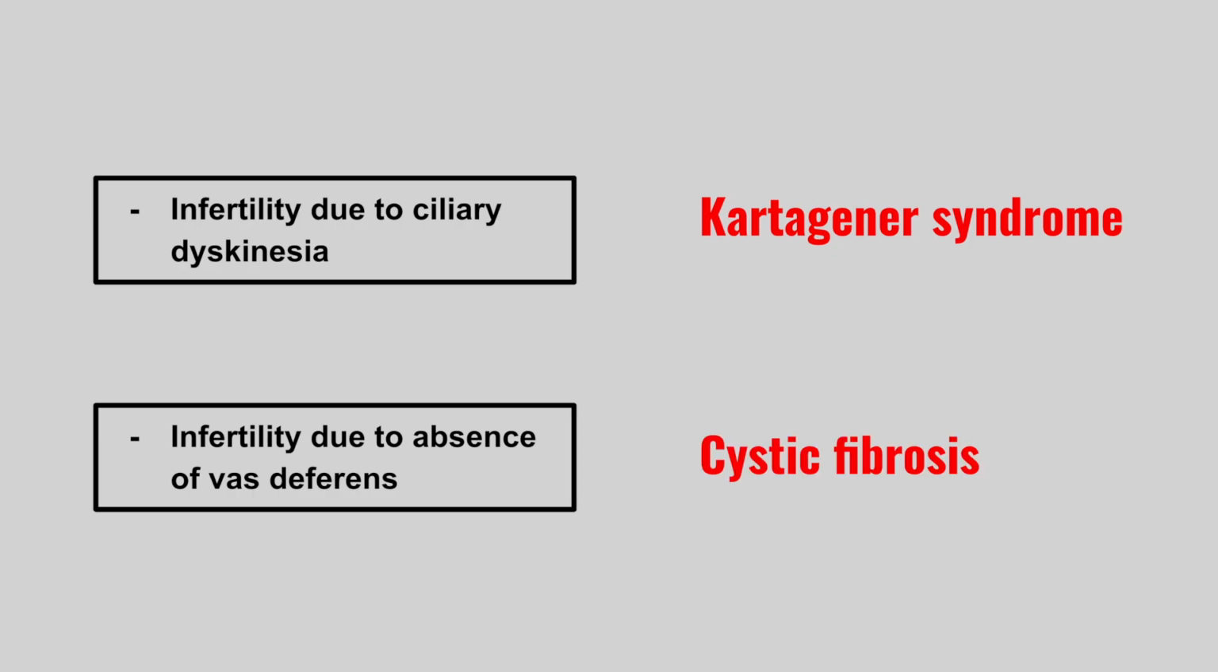Now we have infertility due to ciliary dyskinesia. So this is Kartagener syndrome. The next condition is going to cause infertility due to absence of the vas deferens. So this is cystic fibrosis.